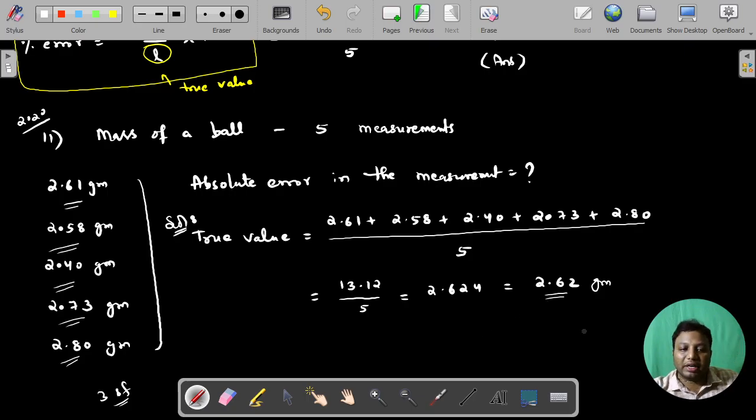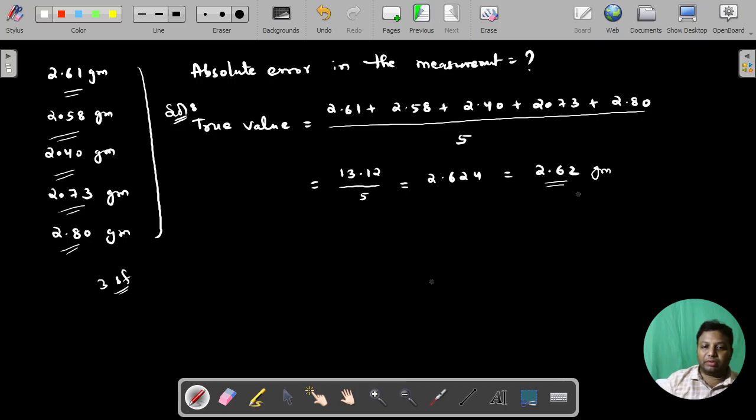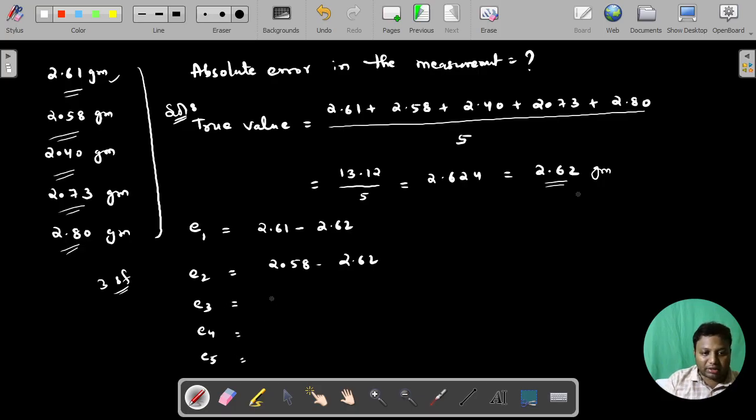Now we have to calculate the deviation of every observation from the true value. The error in the measurement of the first observation is 2.61 minus 2.62. The error in the second observation is 2.58 minus 2.62. We do the similar calculation for the third, fourth and fifth: 2.40 minus 2.62. From every observation we have to subtract the true value. We are calculating the error in each experiment.